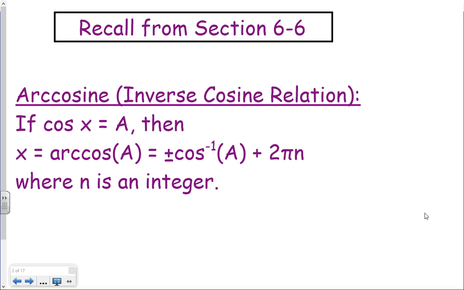And then we added on multiples of 2 pi. That's multiples of the period that we're adding on there, because this repeats every period. So plus 2 pi n, where n is some integer. This gave us all of the solutions.